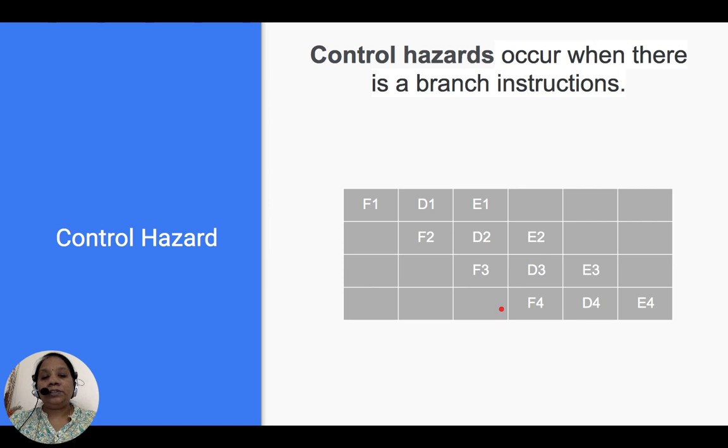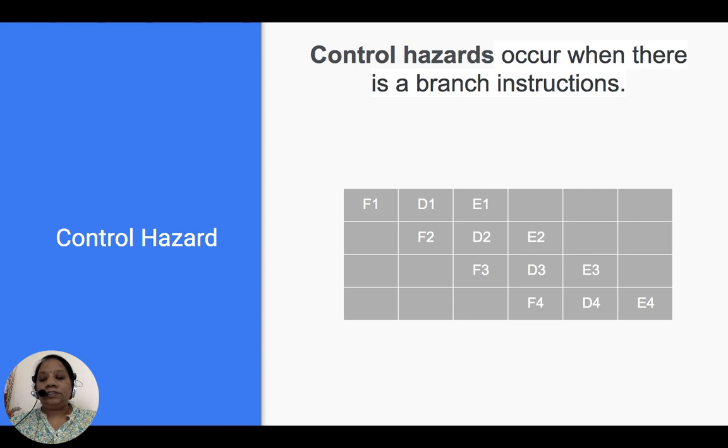So naturally this will cause a delay. And the reason for this delay is not because of unavailability of a physical structure, or because of data dependency, but because of the occurrence of a branch instruction. And that is the third hazard, known as the control hazard. So these are the three hazards that occur generally in a pipeline.